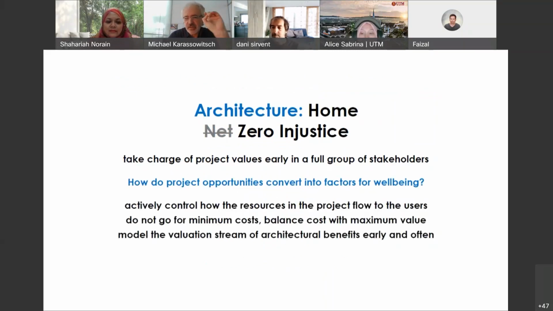Take charge of project values early in a full group of stakeholders. How do project opportunities convert into factors for well-being? Actively control how the resources of the project flow to the users. Do not go for minimum costs, balance cost with maximum value. Model the valuation stream of architectural benefits early and often. There are no modeling softwares for that now, but there might be a place for a modeling software for benefits versus human benefits of well-being versus benefits for finance, right?